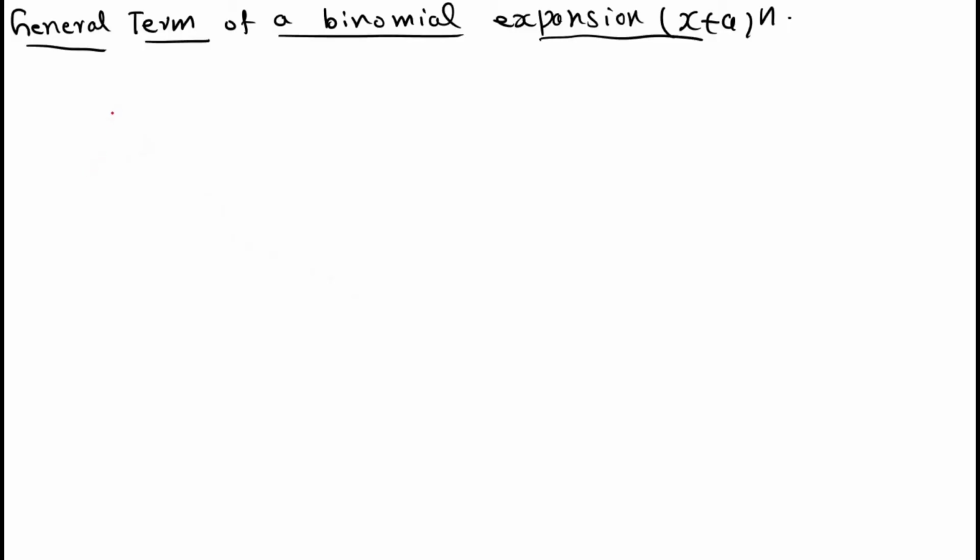Good morning, students. Our next concept is the general term of a binomial expansion (x + a)^n. That means in the expansion of (x + a)^n, we are finding the general term, or simply the general term of a binomial expansion.